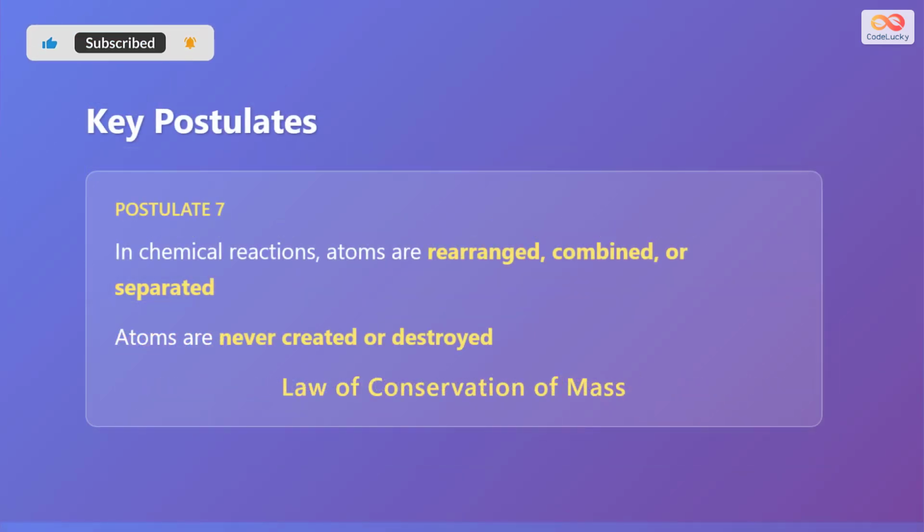The seventh and final postulate is crucial for understanding chemical reactions. It states that in chemical reactions, atoms are rearranged, combined, or separated. However, atoms are never created or destroyed. This principle forms the basis of the law of conservation of mass, which tells us that matter cannot be created or destroyed in a chemical reaction, only transformed.